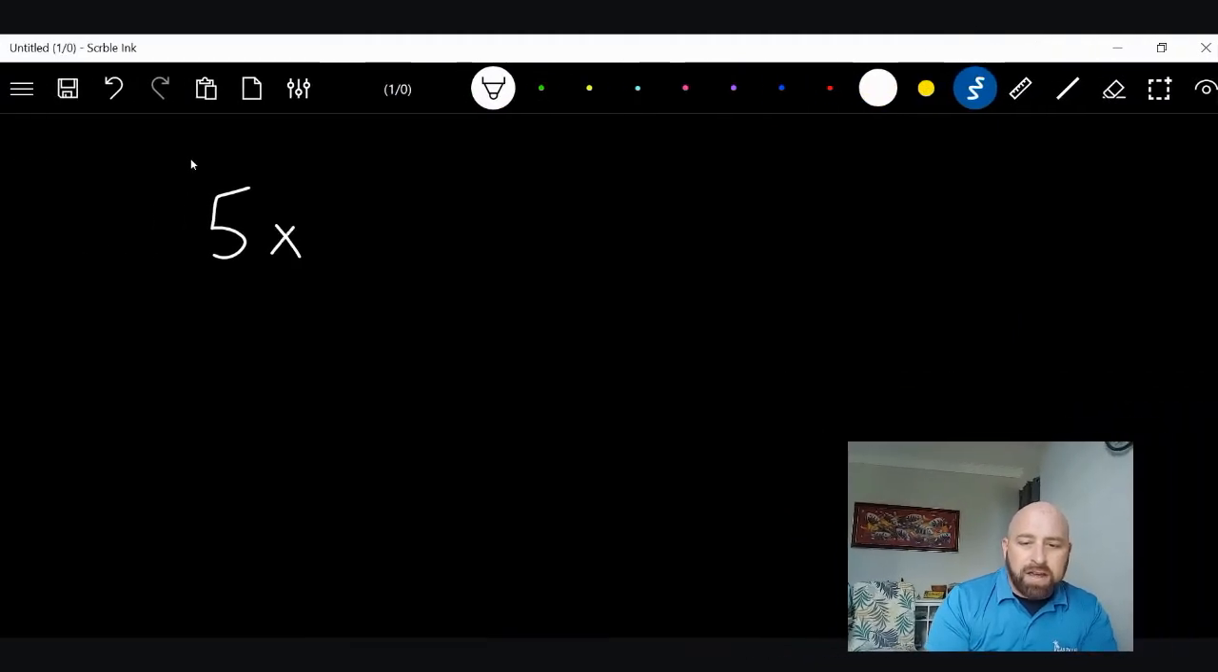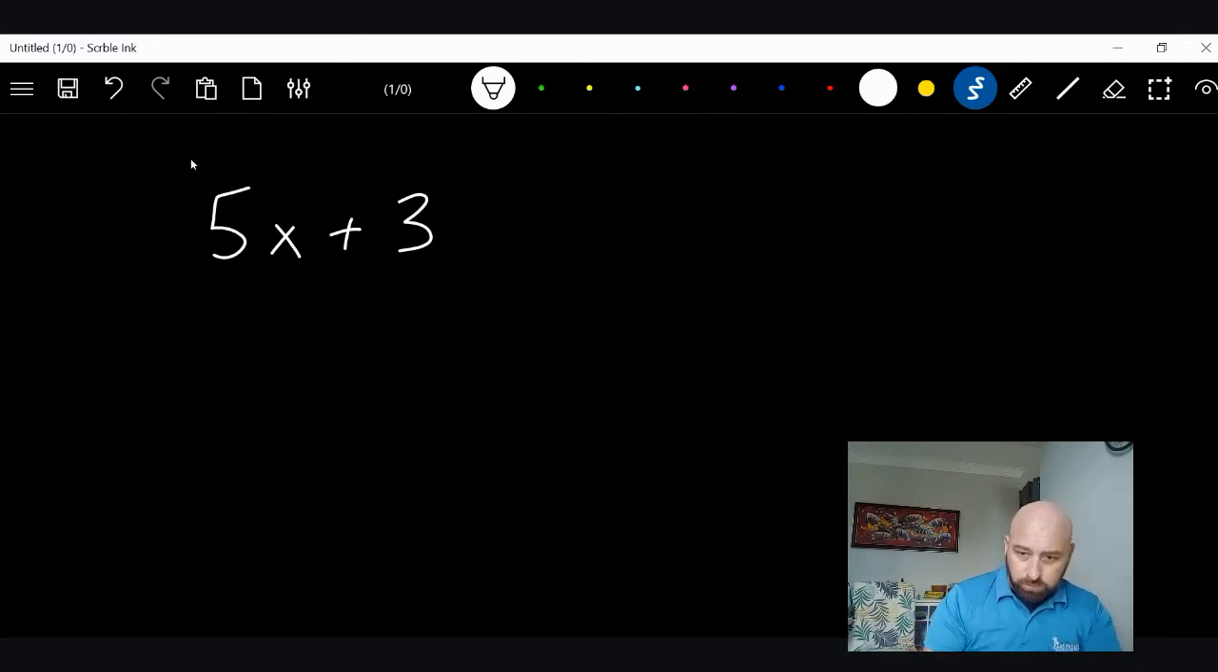So what does that mean? Well, if you look here at the screen, you'd have something like 5x plus 3. That is technically a polynomial because poly means more than one. Nomial is a word that we don't use, but we would say more than one term. Okay, more than one term.